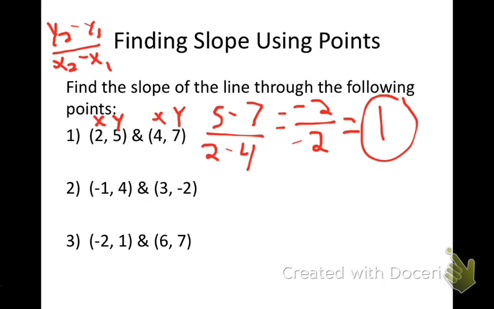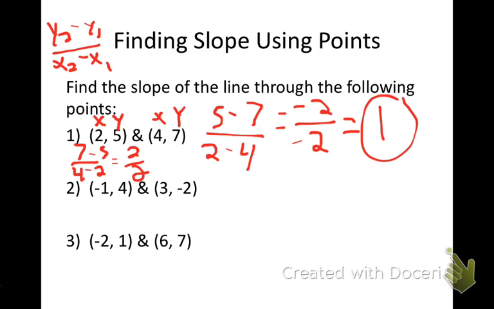Now, some of you might be like, well, can't I go that way? I can, because I get the same thing. If I were to go the other way, 7 minus 5 over 4 minus 2, well, now I get 2 over 2, which is still a positive 1. Okay, it doesn't matter which way you go, as long as you do the same for the numerator and denominator. I can't take x1 or y1 minus y2 and x2 minus x1. That does not work. You have to do the same coordinates minus the same coordinates.